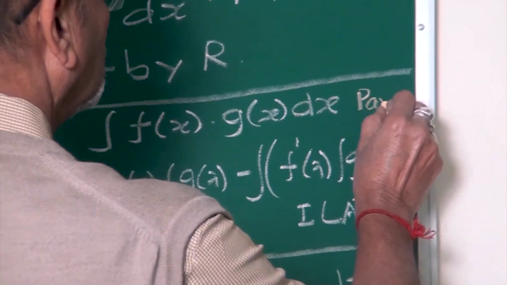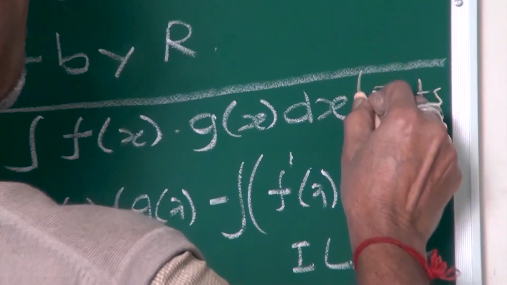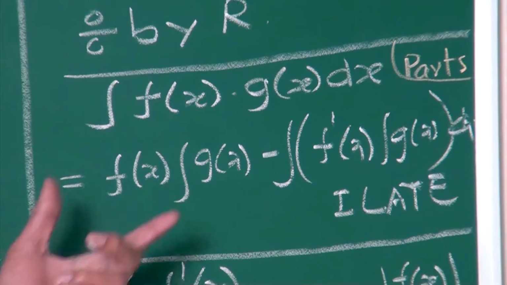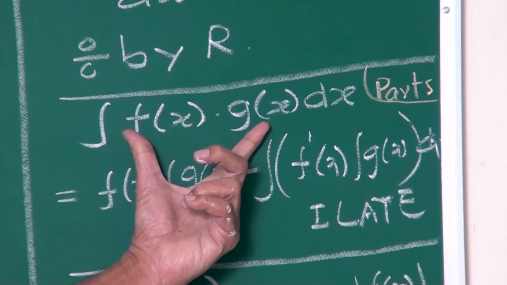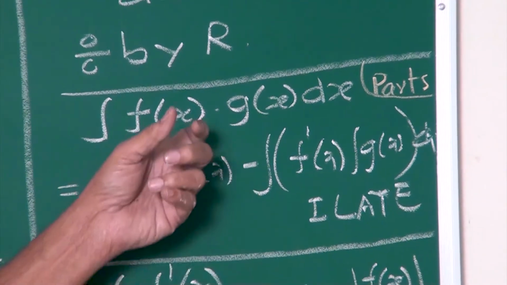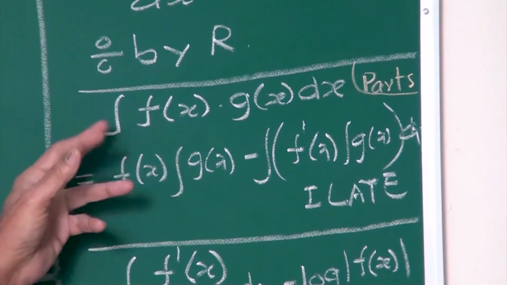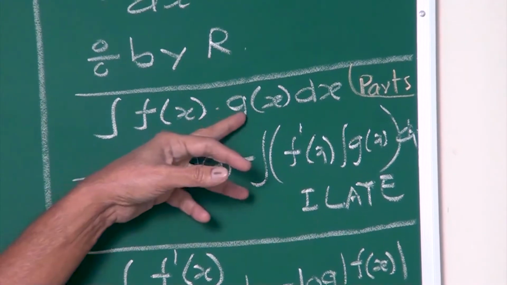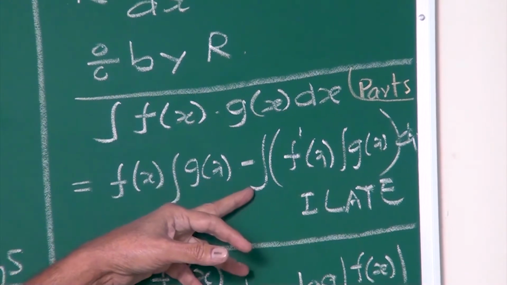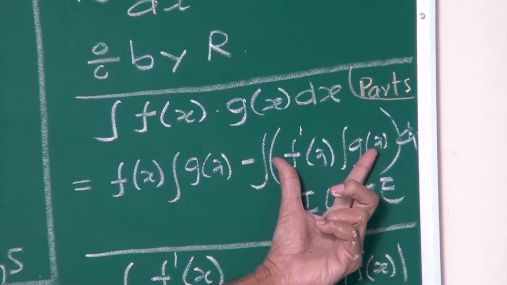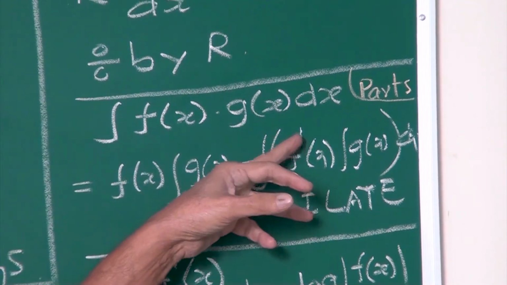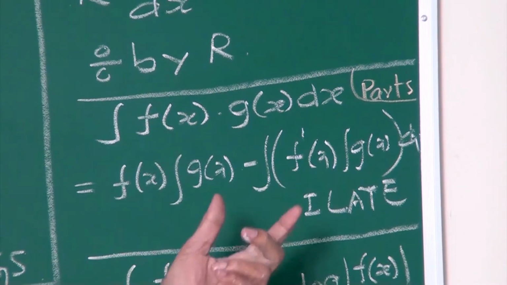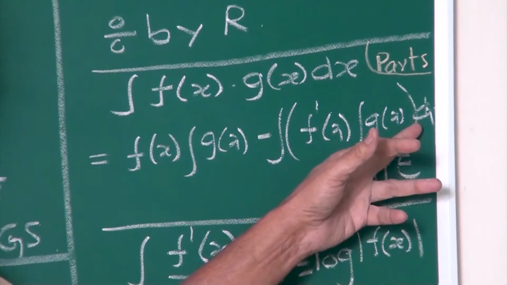This is the integration by parts rule. We apply this parts rule if the integrand is a product of two functions, f(x) and g(x). In such a case, keep the first function as it is into the integral of the second function, minus the integral of the product of the derivative f dash of the first function into the integral of the second function. Once again, we have to integrate this product with respect to x.